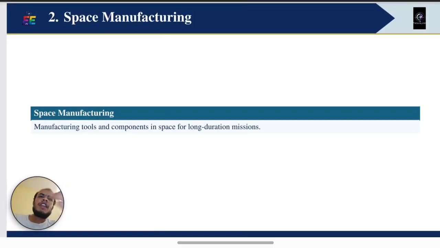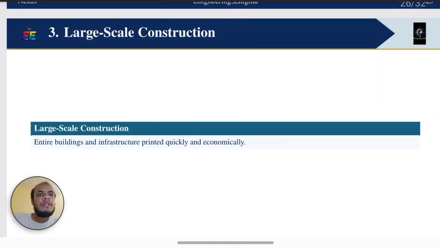Another one is space manufacturing. Imagine manufacturing tools directly in space. Instead of transporting every item from Earth, astronauts could print required tools on demand in space itself. This would reduce costs and support long duration space missions also. So future construction projects may use 3D printers. Entire houses and infrastructure components could be printed rapidly. This would reduce construction time, labor charges, as well as material wastage.